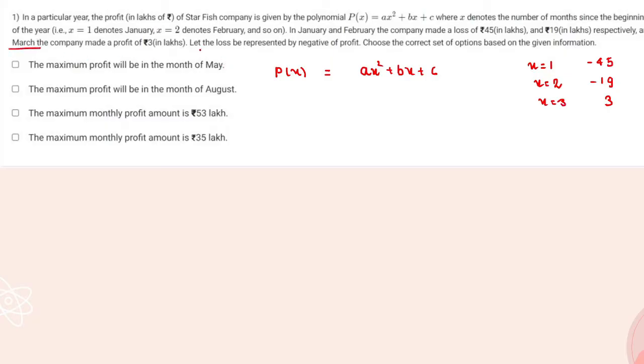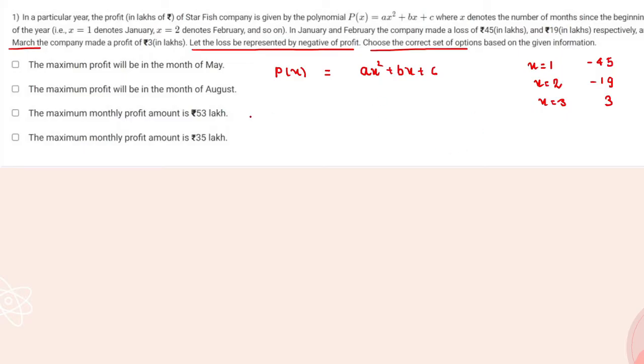So it is stating that the loss is represented by the negative of profit that we have done earlier. We have to choose the correct set of options based on the given information. The options are asking about the maximum profit and what that amount is. Here there are three variables a, b, c, and there will be three equations based on it.